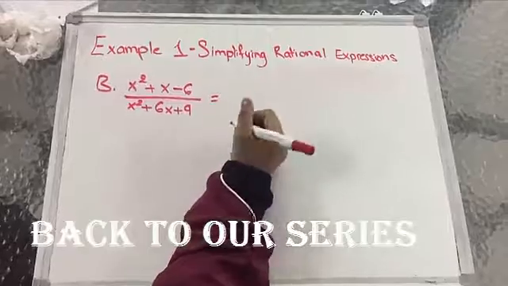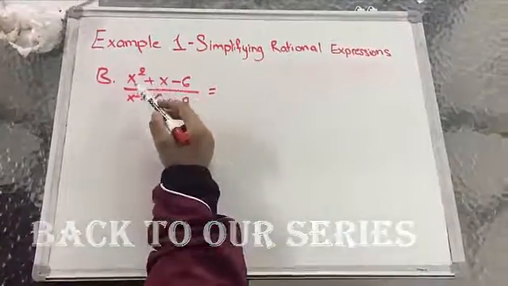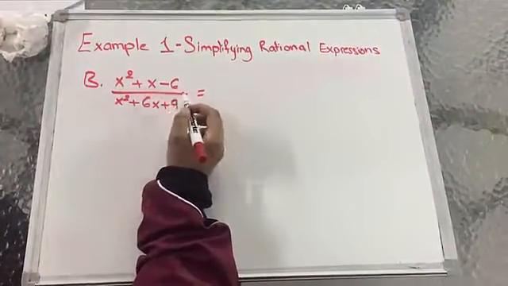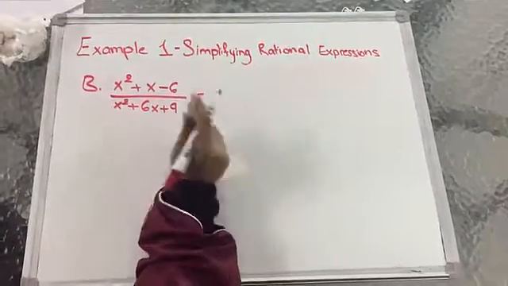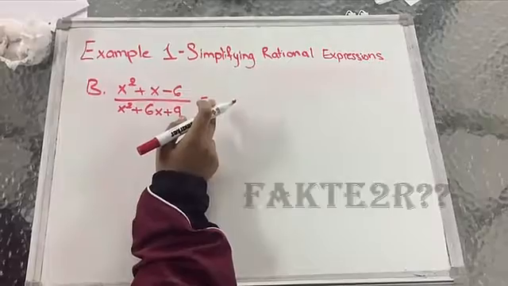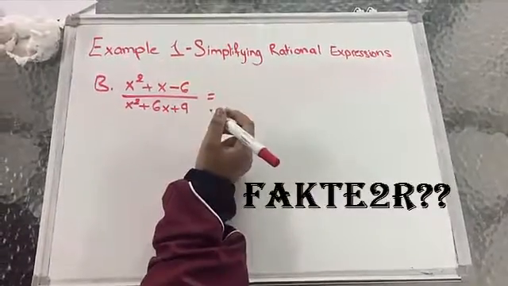Simplifying rational expressions, part B. So our second example is x squared plus x minus 6 over x squared plus 6x plus 9. So the first thing is that we have to factorize the expressions.